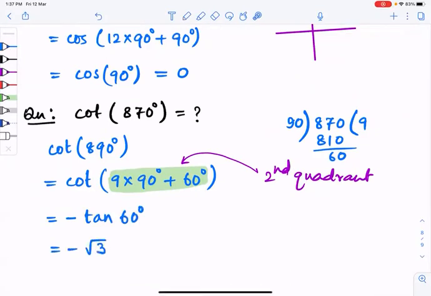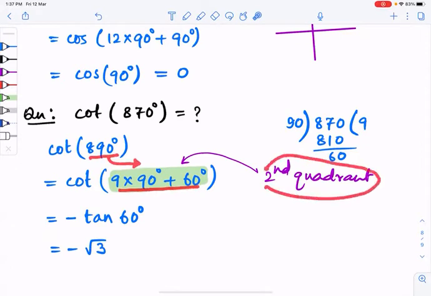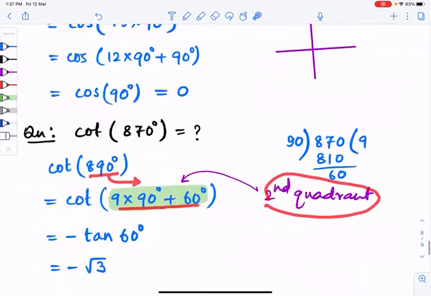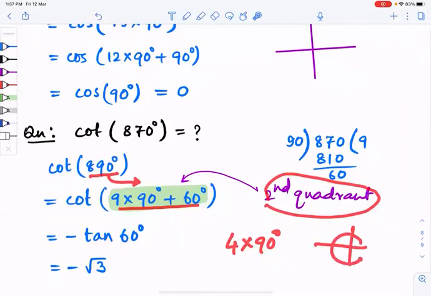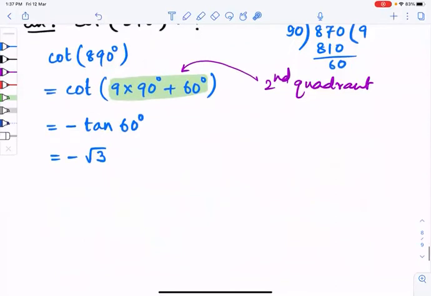So two steps. First we have to break this angle in this form. Then you have to check which quadrant it lies in. Always remember 4 into 90 means one full rotation. So that is how we can solve this type of question. Let us take one more question.